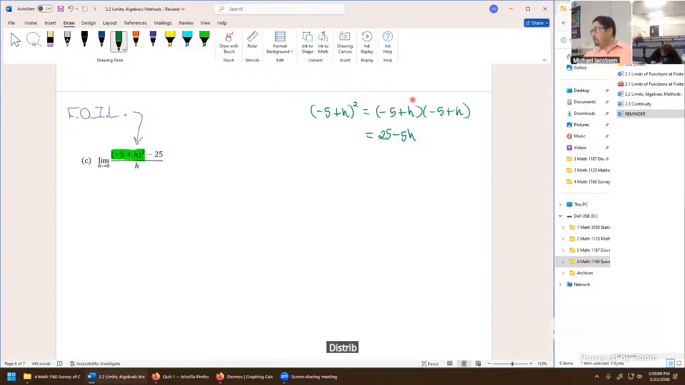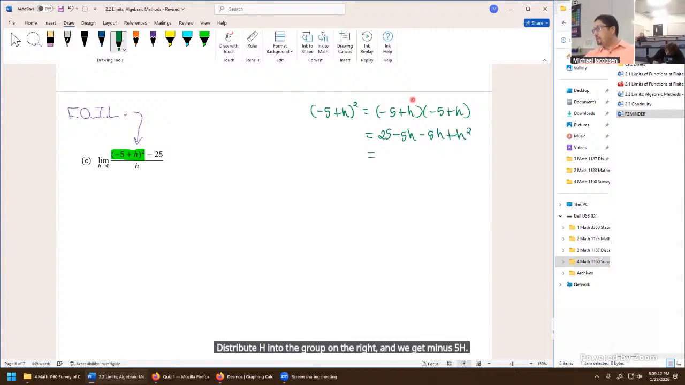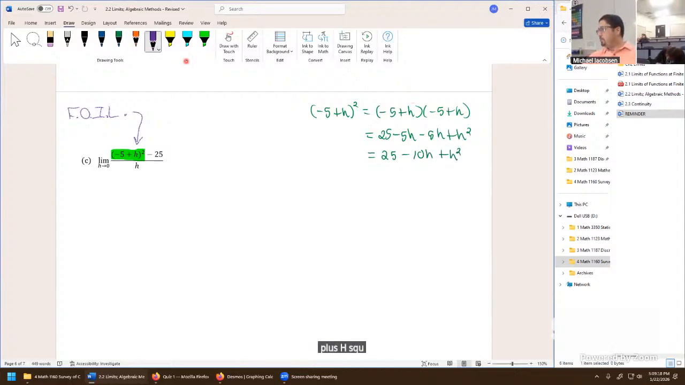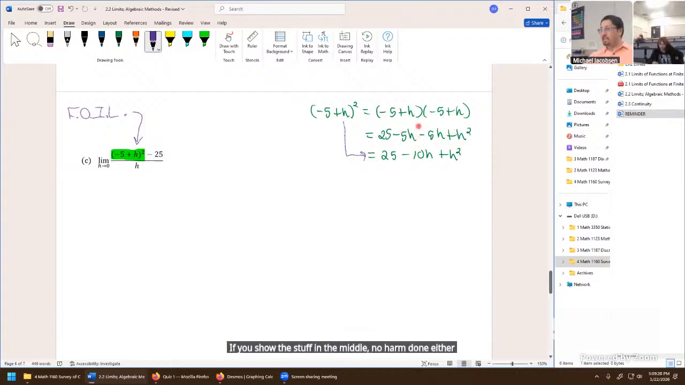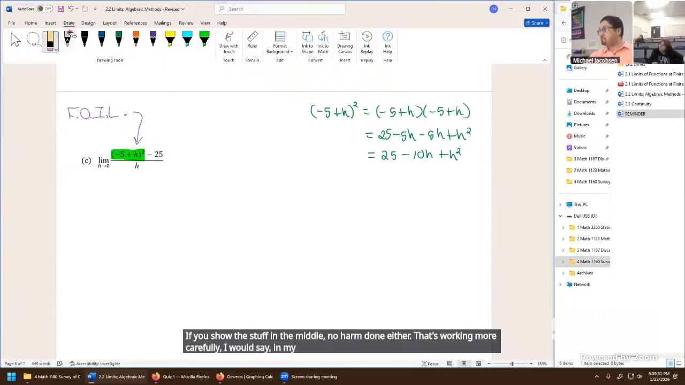Distribute h to the group on the right, and we get minus 5h plus h squared. So this turns into 25 minus 10h plus h squared. And if you went from here to here, I would say that's awesome. That's a pretty quick shorthand. You would know that the middle term is doubled for a -10. If you show the stuff in the middle, no harm done either. That's working more carefully, I would say, in my opinion.